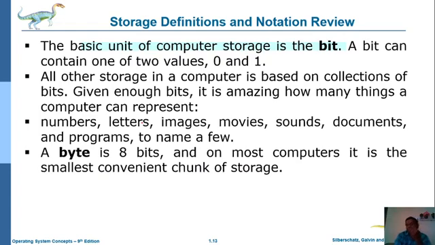And next, a very basic concept is storage definitions and notation. That means while we are going to store some information in computers, how we represent that particular data or that particular memory, in which format, whatever the notation. Already you know very well the basic notation of the storage unit.